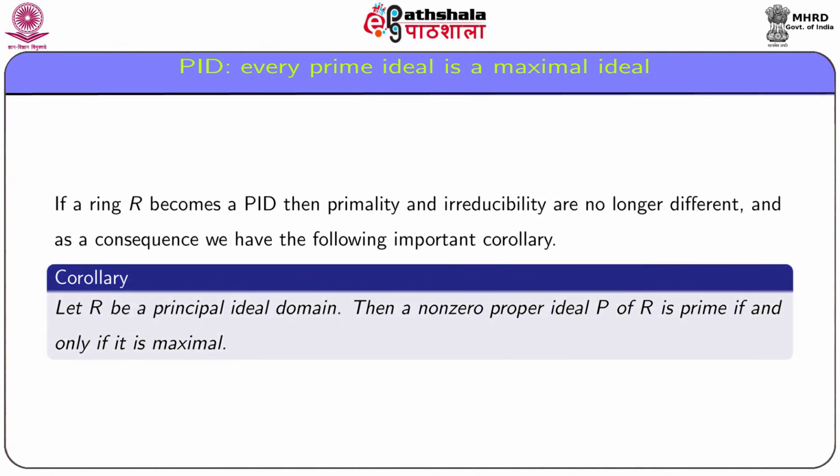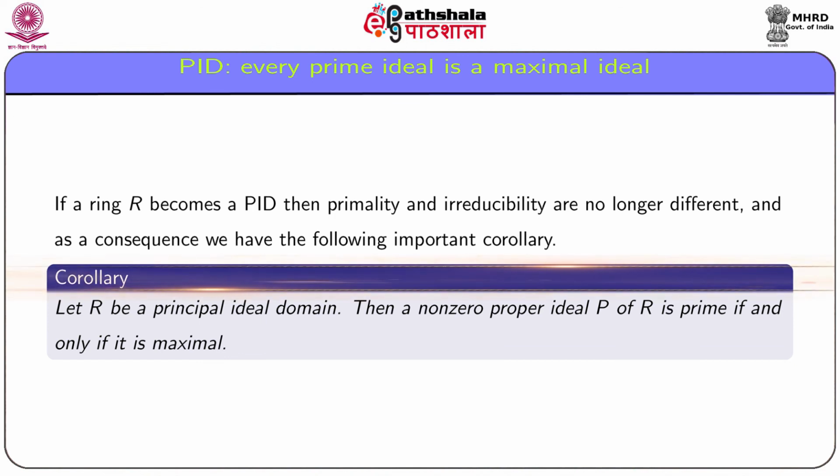In a PIR, we have a result that an ideal P is prime if and only if it is generated by a prime element. So, if R is a principal ideal domain, since in a principal ideal domain the prime elements and irreducible elements are essentially the same, a proper ideal P of R is prime if and only if it is maximal.